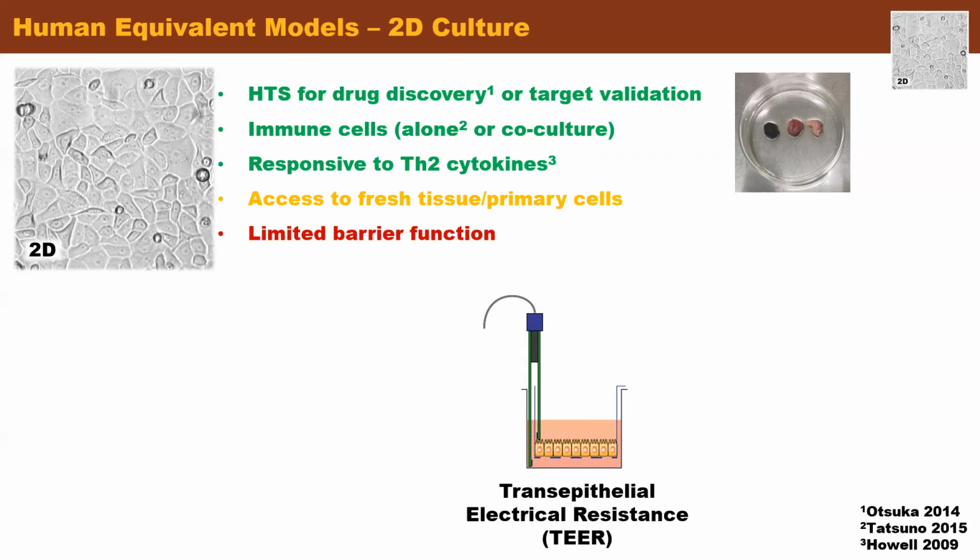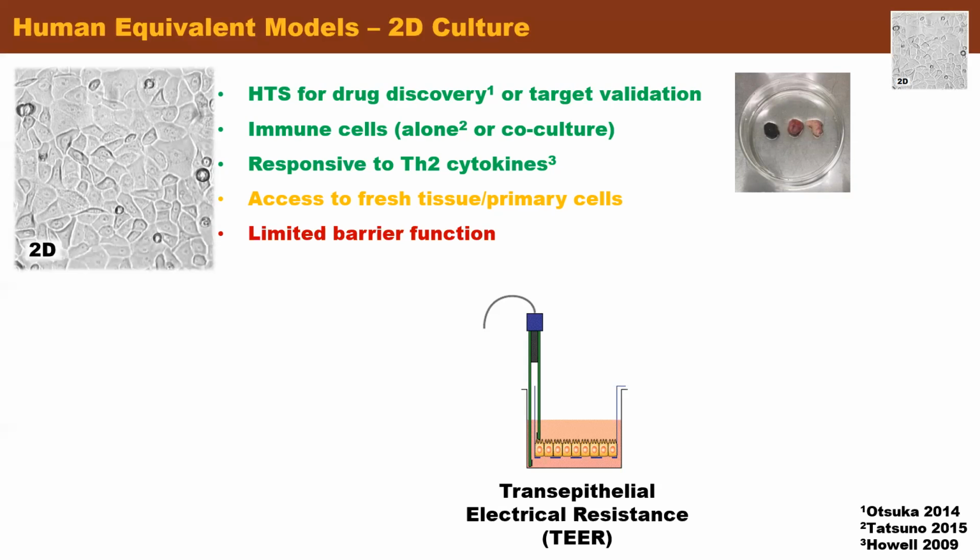Barrier function can be measured by transepithelial electrical resistance, or TER. In this assay, cells are grown on the membrane of the upper chamber of a transwell plate system. Electrodes pass an electric current through, and the instrument reads the resistance of the cell layer. Higher resistance indicates greater barrier function.